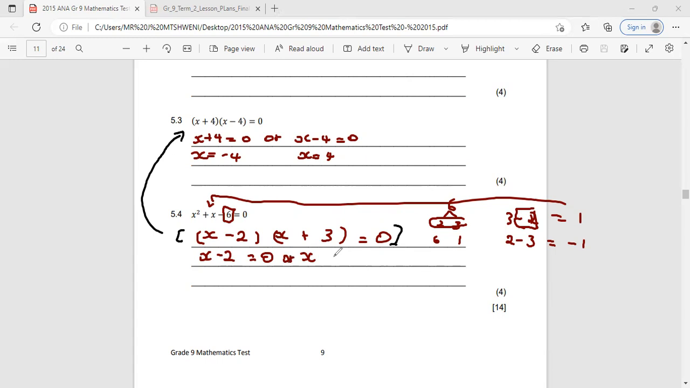Or, it is important that we use x plus 3 equals 0. Therefore, x equals positive 2, or x equals negative 3. This is how it's solved.